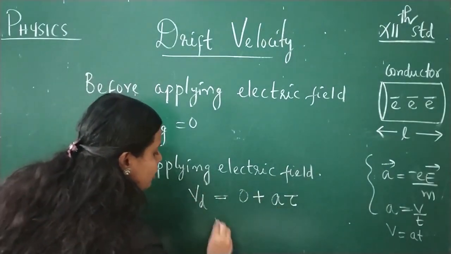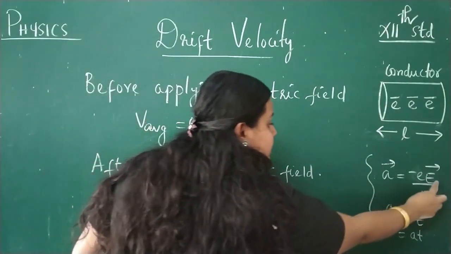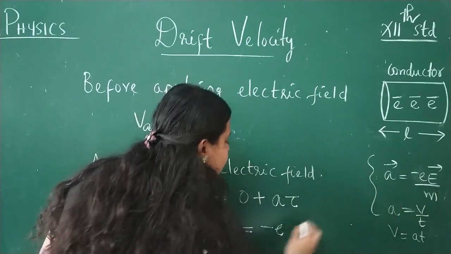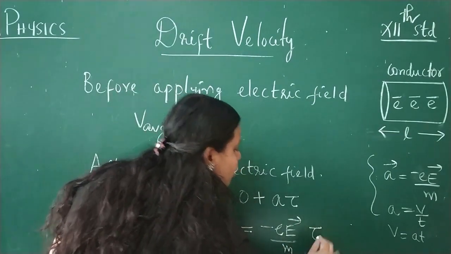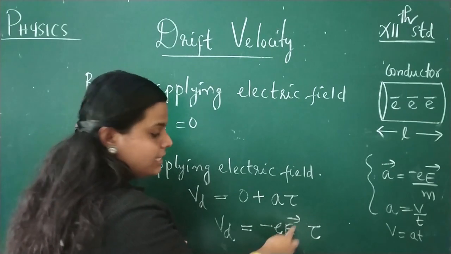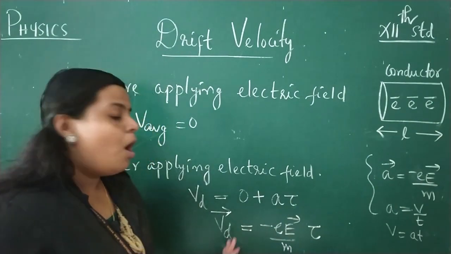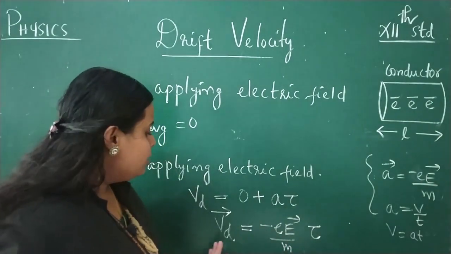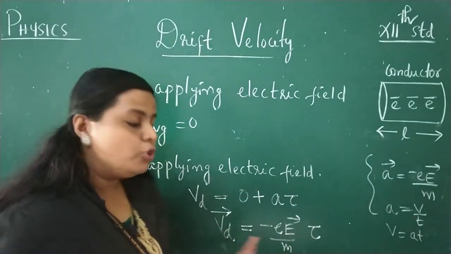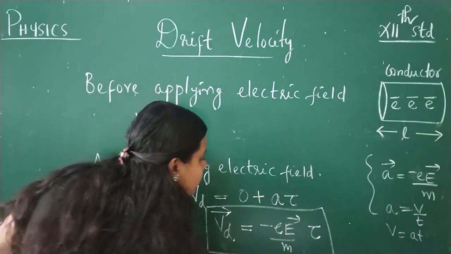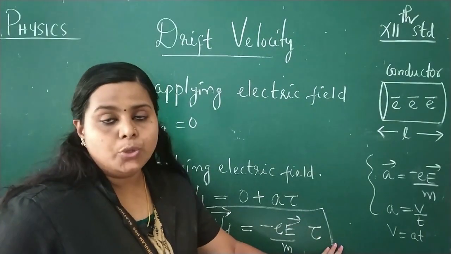So we can rewrite the expression for this drift velocity, that is drift velocity Vd is equal to a into tau, where a is the acceleration and it can be written as minus eE by m, into tau, the time. Since this E, the electric field, is a vector, this Vd is also a vector, as we already know velocity is a vector. So this is the expression for the drift velocity, that is minus eE by m into tau. Remember this expression, Vd is equal to minus eE by m into tau.